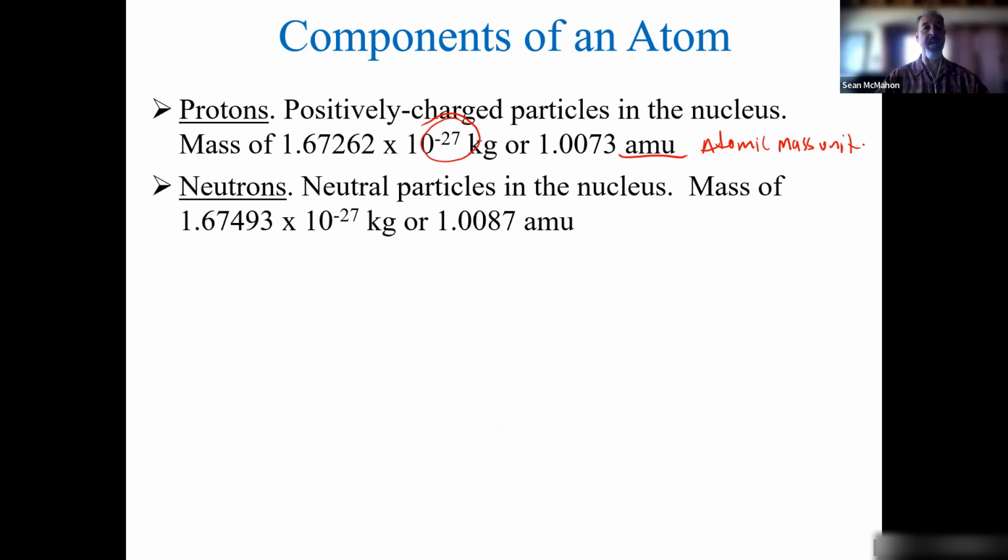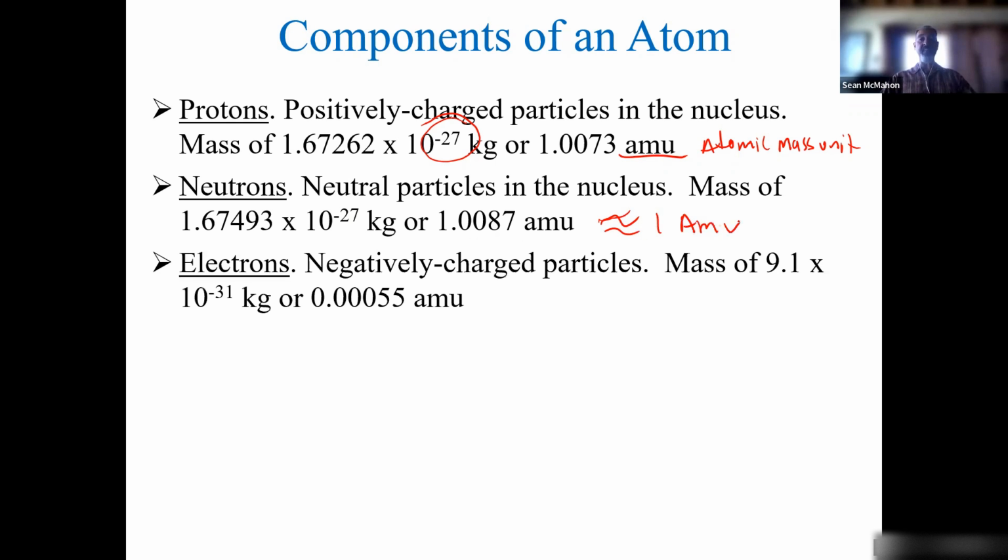A neutron's mass, again, is 1.67493 times 10 to the negative 27 kilograms, or 1.0087 AMU, or we could say it's roughly 1, right? Roughly 1 AMU, atomic mass unit.